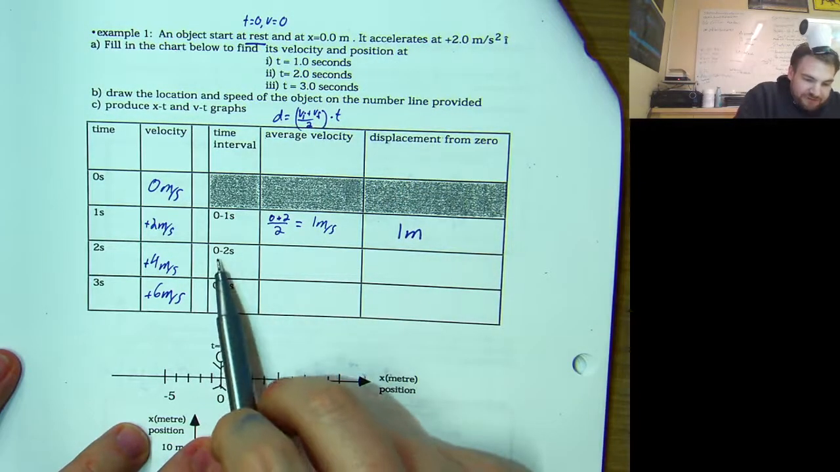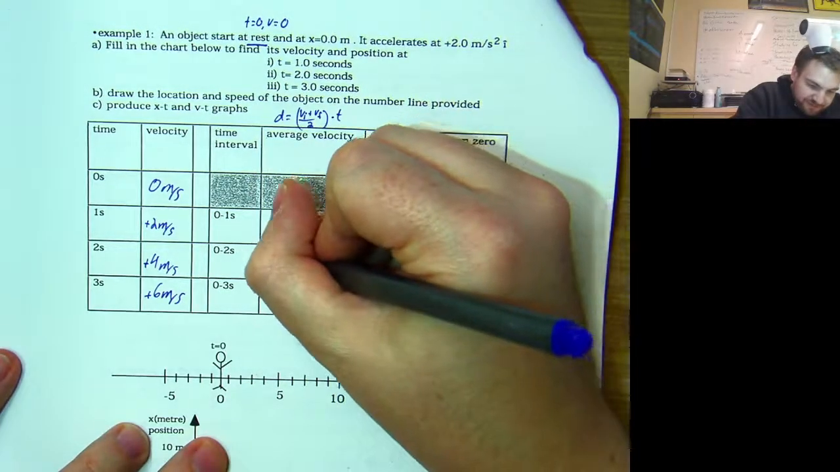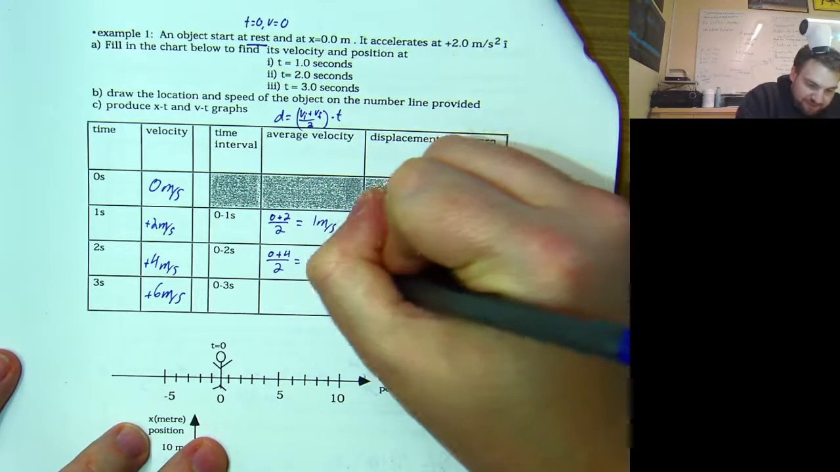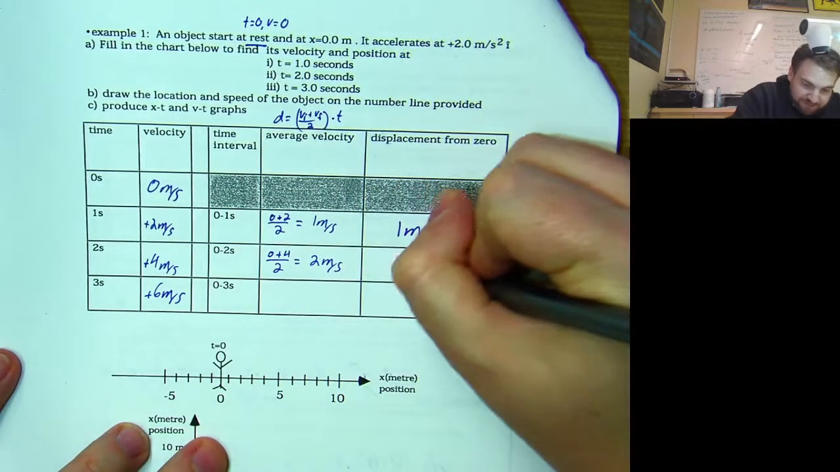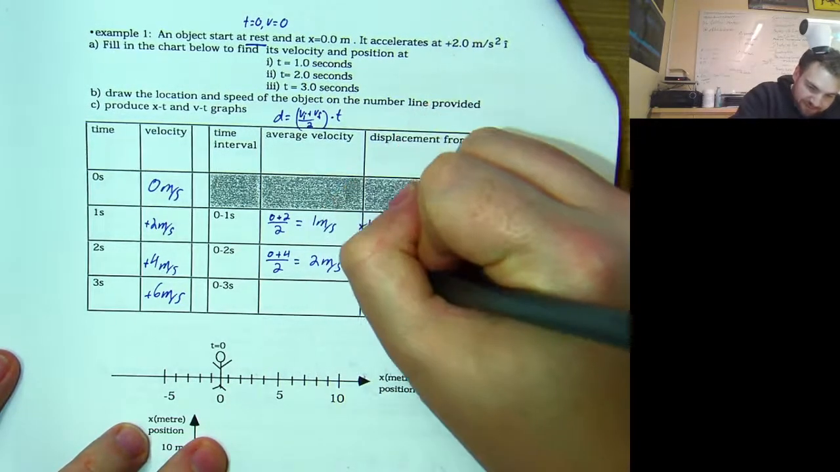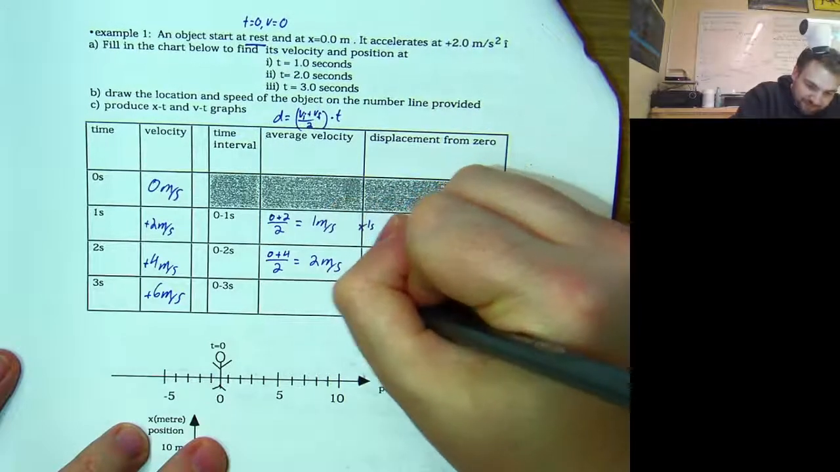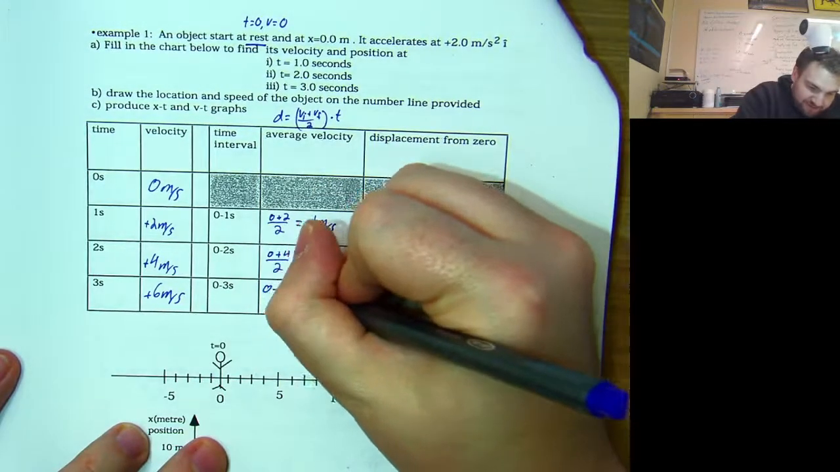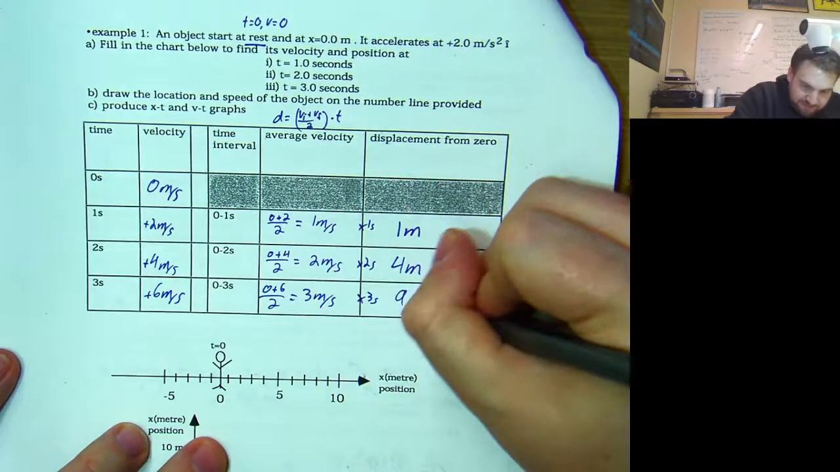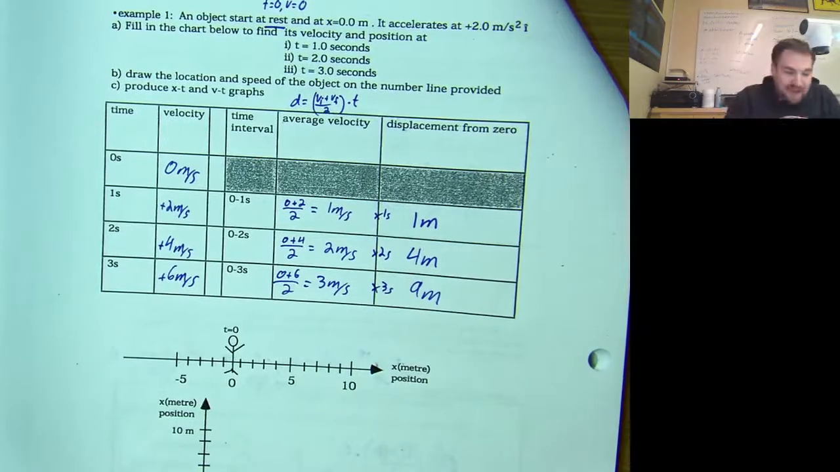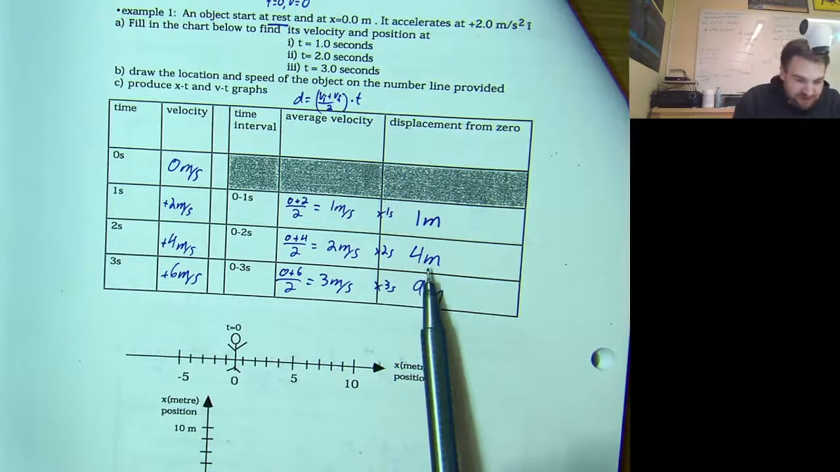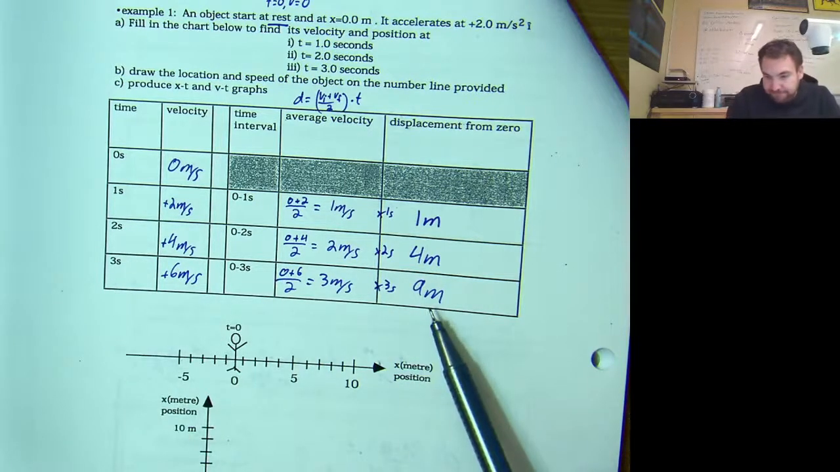Here I've got an interval from 0 to 2 seconds, so my initial speed is still 0 plus 4 divided by 2 is 2 meters per second, times 2 seconds is 4 meters. Here we're going to multiply by 3 seconds, and I'm going to have 0 plus 6 divided by 2 equals 3 meters per second times 3 is 9 meters. So this tells us the displacement after these different time intervals. After 1 second, we've moved 1 meter. After 2 seconds, we've moved 4 meters. After 3 seconds, we've moved 9.